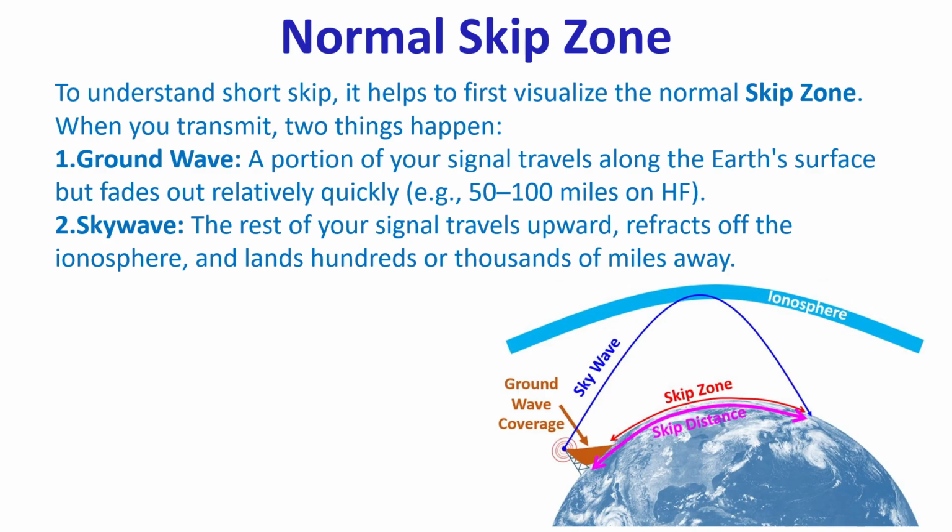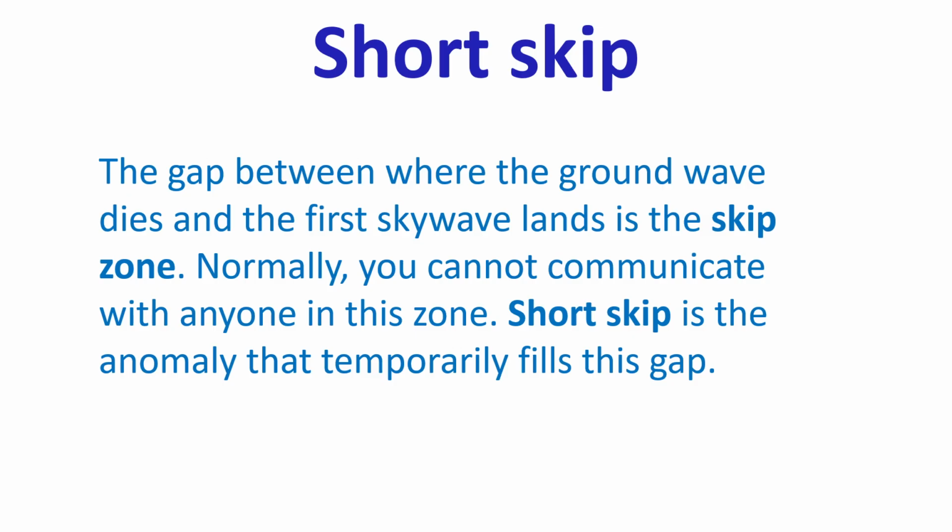When you transmit, two things happen. One, ground wave. A portion of your signal travels along the Earth's surface but fades out relatively quickly. Example, 50 to 100 miles on HF. Two, sky wave. The rest of your signal travels upwards, refracts off the ionosphere and lands hundreds or thousands of miles away. The gap between where the ground wave dies and the first sky wave lands is the skip zone. Normally, you cannot communicate with anyone in this zone.